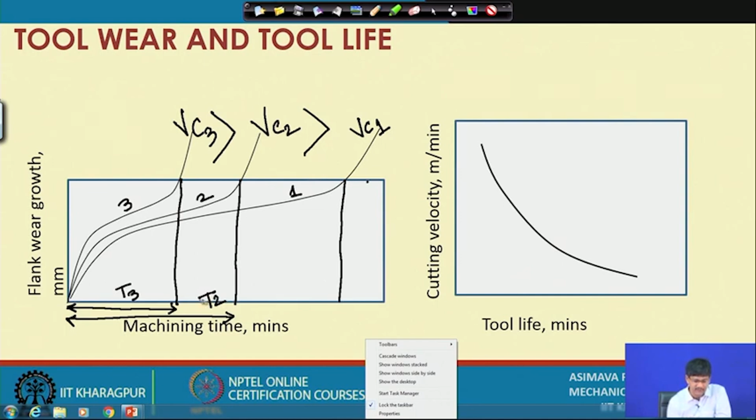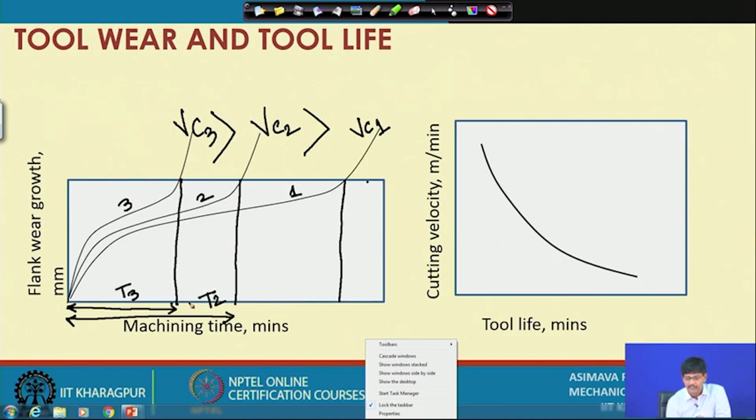So, what is tool life? Tool life is the time period for which a tool can be used without attaining a limiting flank wear of 0.3 millimeters. So, this particular time period is called tool life. I start with a sharp tool, I stop when an average flank wear of 0.3 millimeters has been reached. This particular time, corresponding to that velocity of cut, is called tool life.